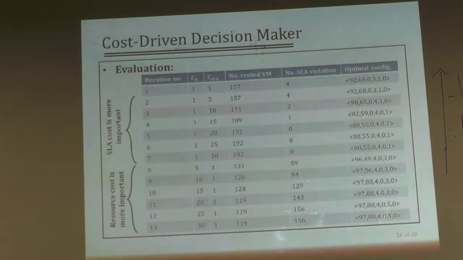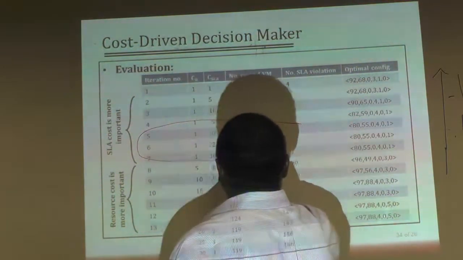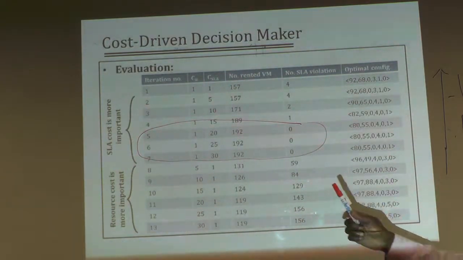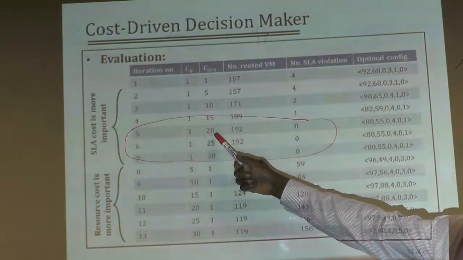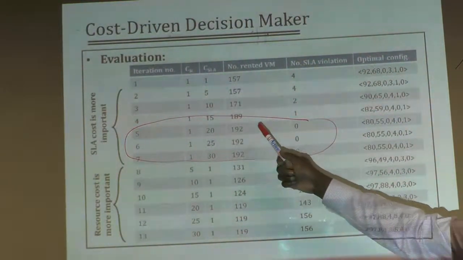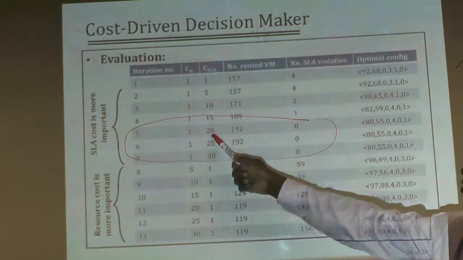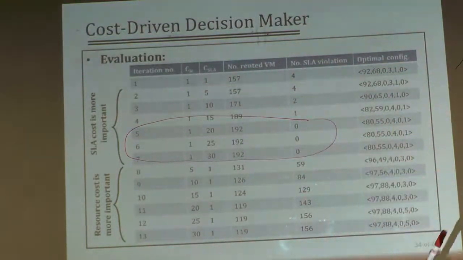So we fix the cost of resources, and we look at the SLA cost, the number of rented virtual machines, and then the violations. If you look at this, you discover that for SLA cost of 20, there's no violation. For cost of 25, there's no violation. So whichever one you choose here, it will give you the same number of rented and 0 violation.